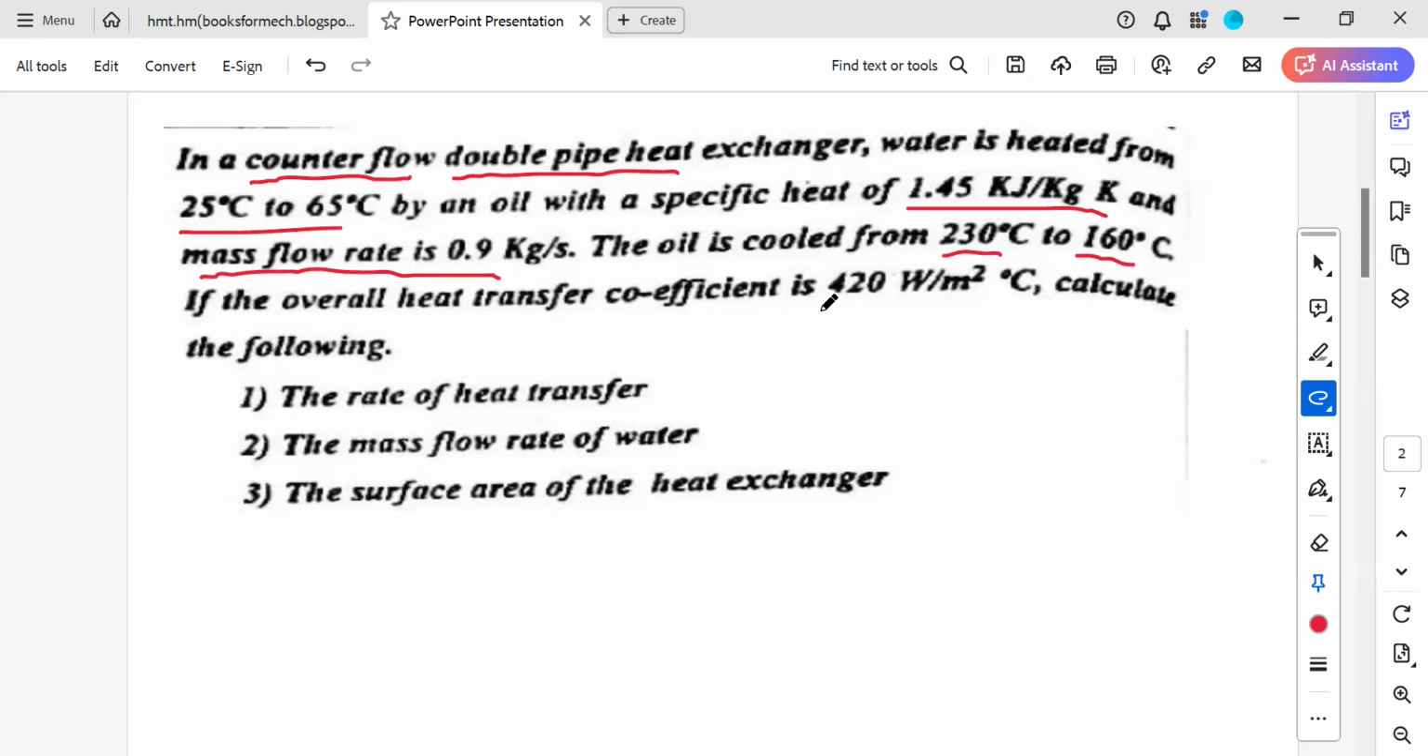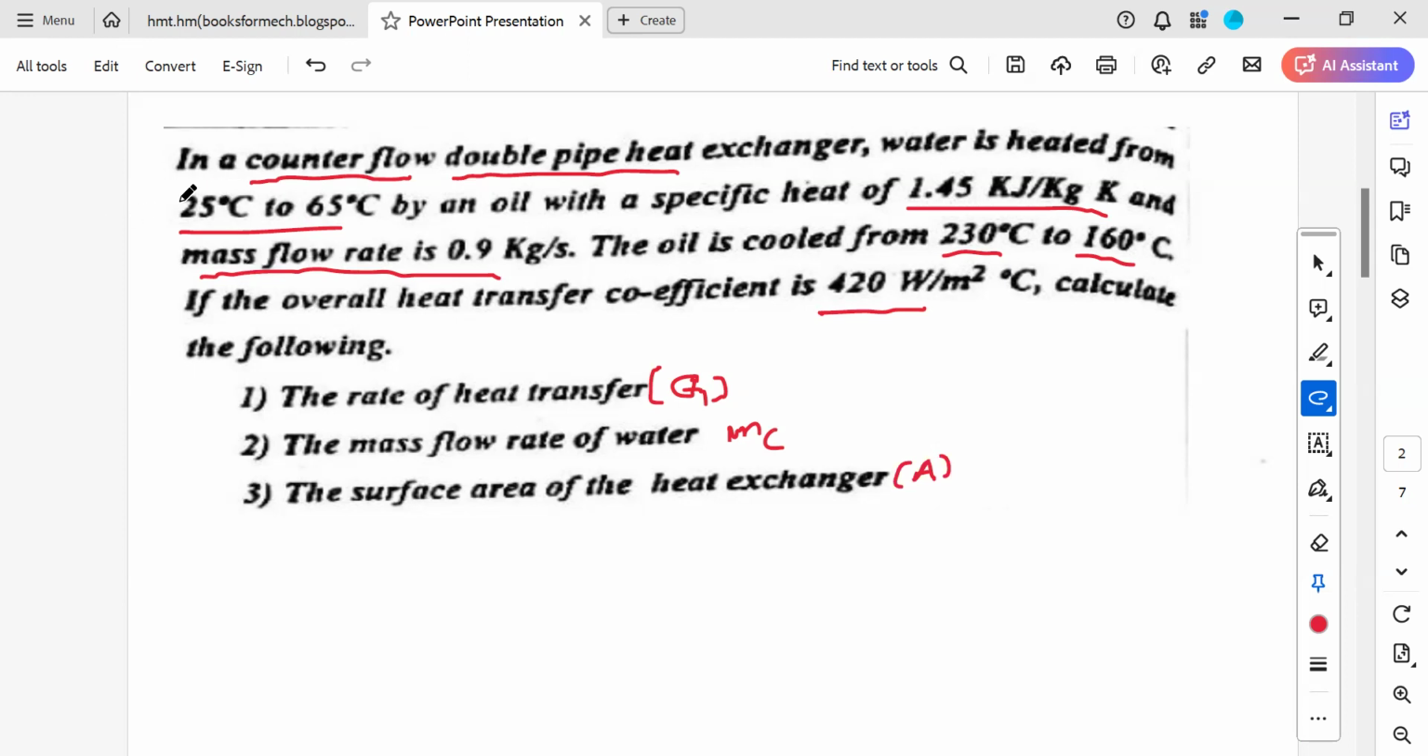Overall heat transfer coefficient is given as 420. We need to find the heat transfer rate Q. Next, we need to find the mass flow rate of water, MC, and the surface area A we need to calculate. So now we need to concentrate on the given data.